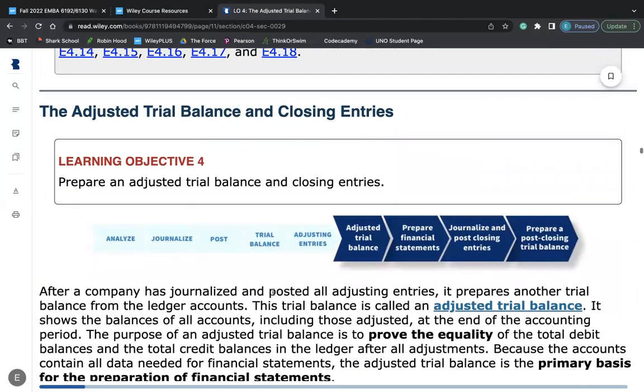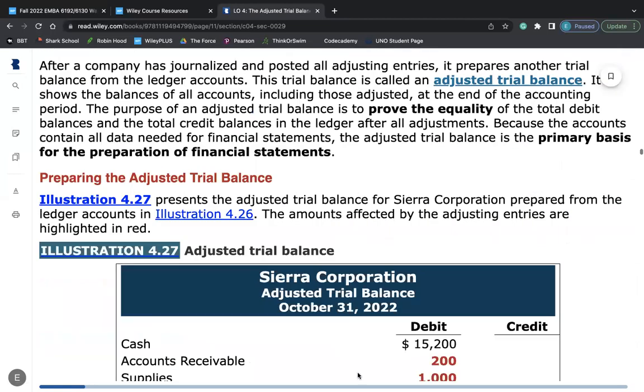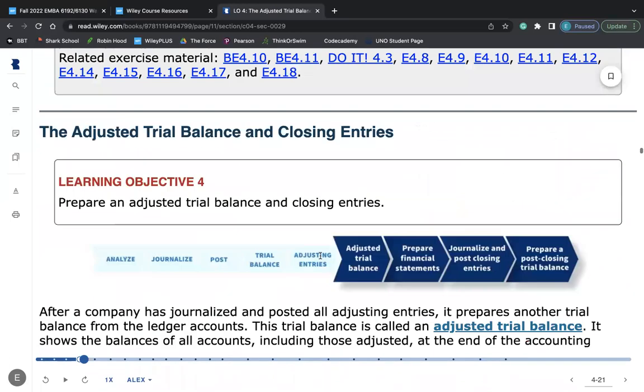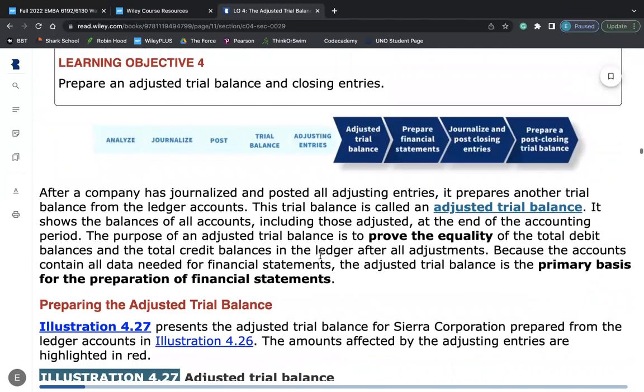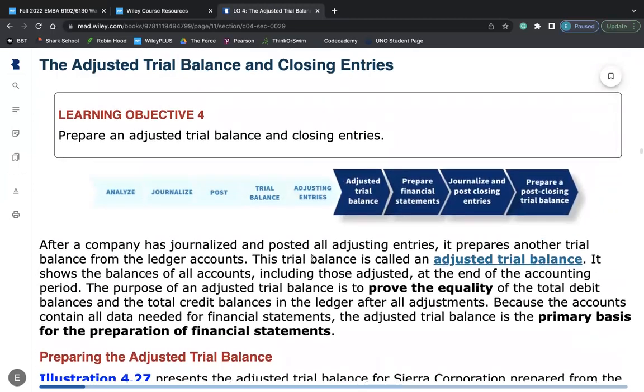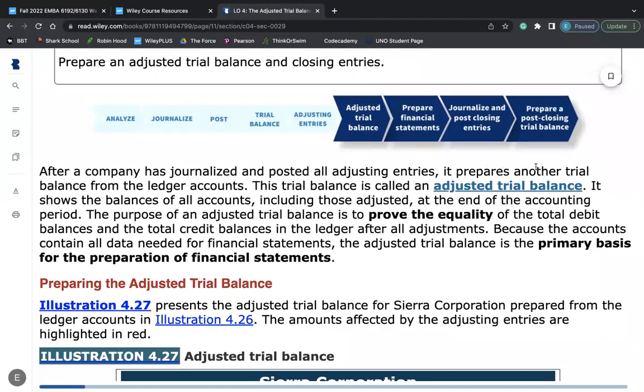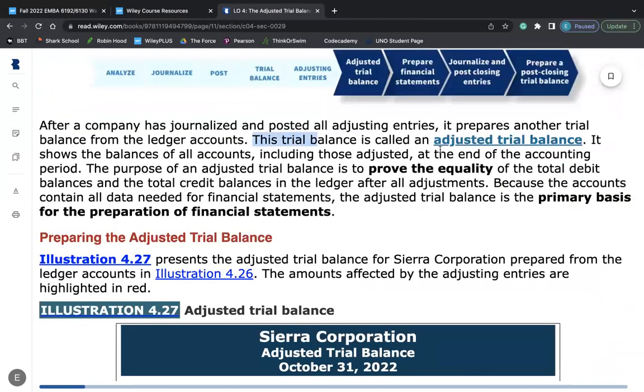The adjusted trial balance and closing entries. All right. This is everything we've been waiting on, minus the math stuff that we said we'd go over later. The adjusted trial balance and closing entries. After a company has journalized and posted all adjusting entries, it prepares another trial balance from the ledgers. The trial balance is called an adjusted trial balance.